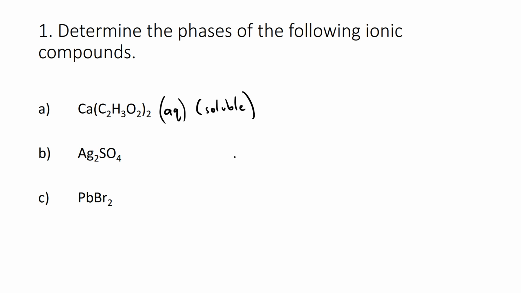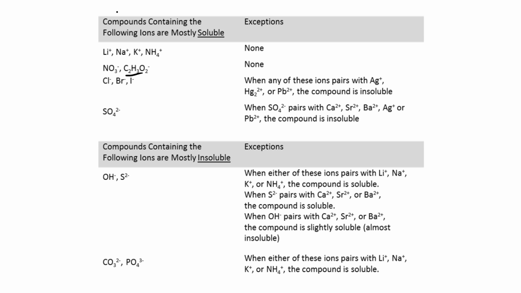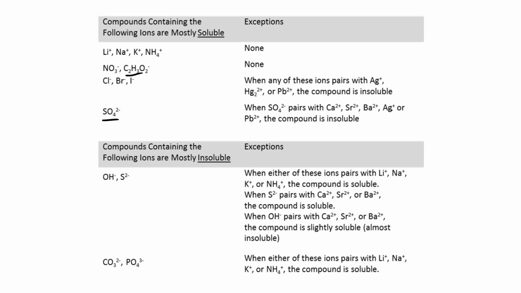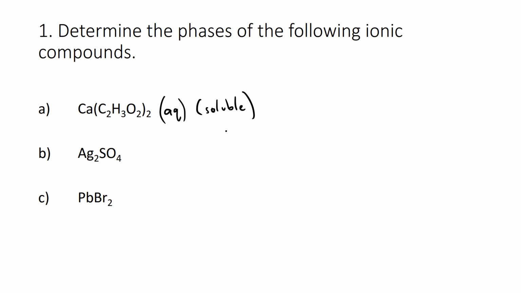For 1B, we have silver and sulfate. If we go to the chart, we see sulfate is right here in the soluble section, but sulfate has a lot of exceptions, so we'll go ahead and check these. When sulfate pairs with Ca, Sr, Ba, Ag, or Pb, the compound is insoluble. So going back to the problem, sulfate is bonded to Ag, which is one of the exceptions, which means that this compound is going to be insoluble, or we can call it a solid.